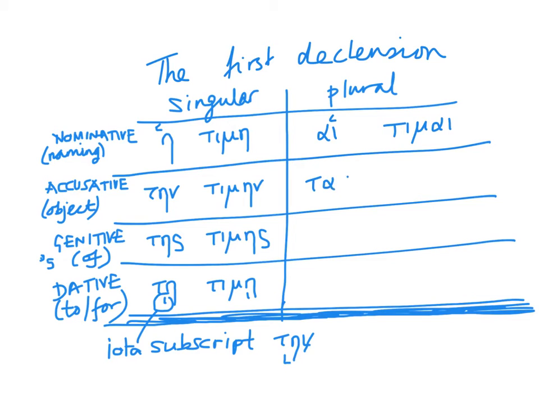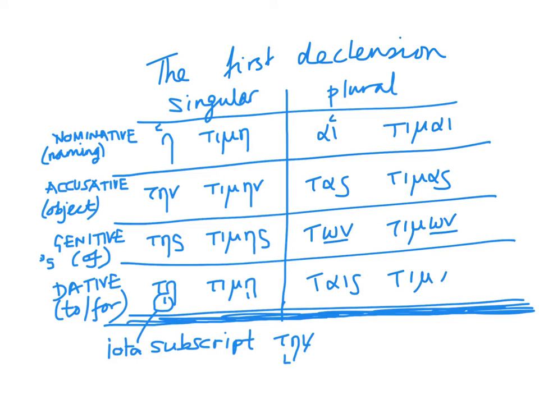The accusative plural, tas timas. The genitive plural, which should be everybody's favourite case, because would you believe this ending, timōn, this ending ōn is always, universally, the genitive plural ending. So whatever the declension, whatever the group the noun belongs in, whatever gender it's got, whether it's a regular noun or an irregular noun, its genitive plural always ends in ōn, which is quite nice to have that certainty to hold on to. Tais timais is our dative plural.